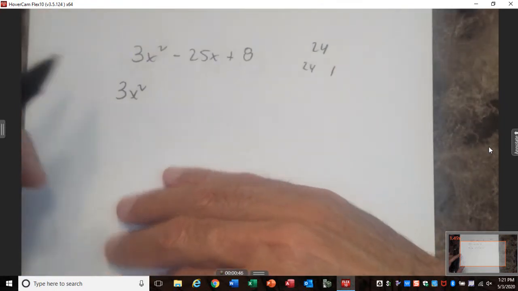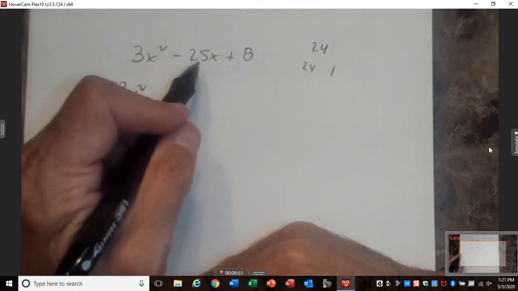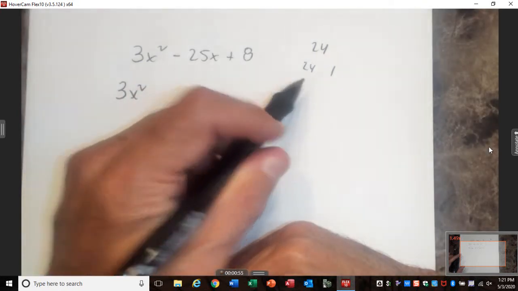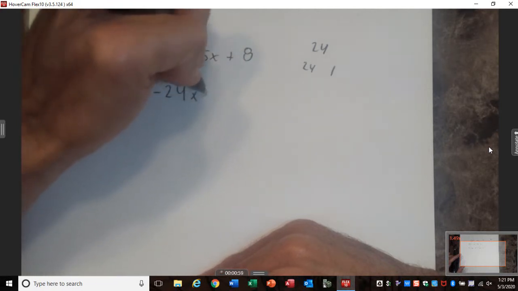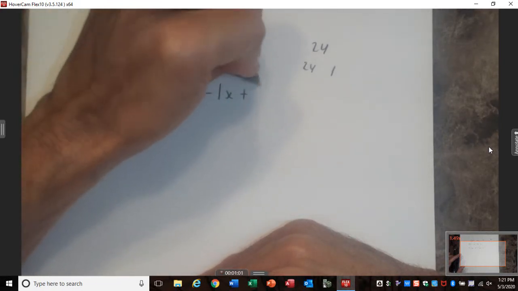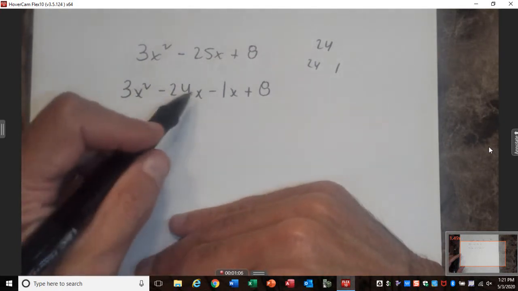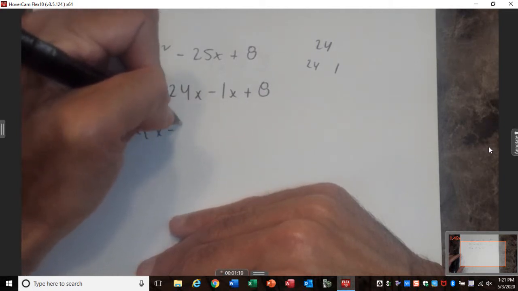So now, I'm going to write these with negative signs because the middle term is negative. Remember, you have to get negative 25. The only way to get negative 25 is to take negative 24 and negative 1. So we're going to go minus 24x minus 1x plus 8. Okay, group these two. What's common is 3x. What you're going to get is x minus 8.